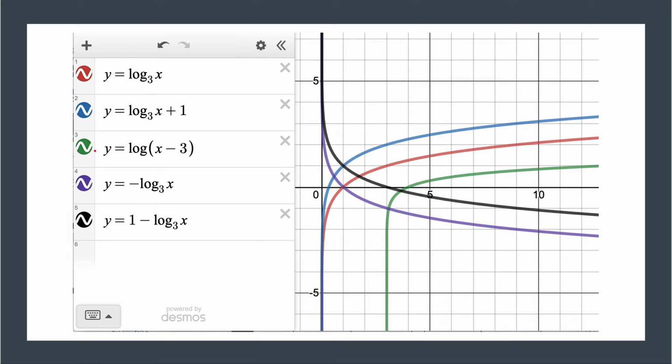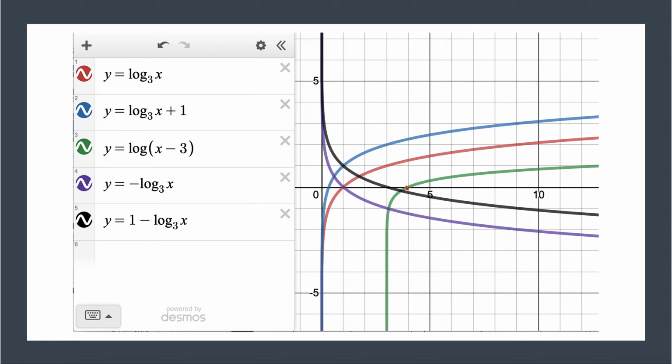Now the green function is log base 3 of x minus 3. It means a horizontal translation of 3 units. If we look at the x-intercept here, we can view it much better. As I said before, it is a horizontal translation of 3 units to the right: 1 unit, 2 units, and 3 units. So as we see, the x-intercept moves 3 units to the right side. But if we go on the upper side, this can change.